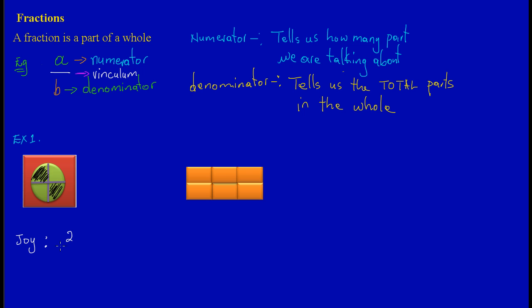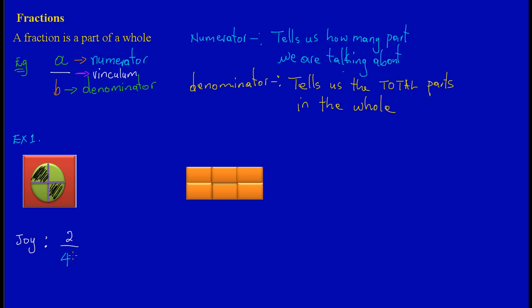So my 2 would go in my numerator because the numerator tells us how many parts we are speaking about. Okay? And then I would have to count the total number of parts there were in the whole, and I would have 1, 2, 3, 4 parts. So I would have a total of 4 parts. So Joy would have given away 2 parts out of 4 parts of her pizza.